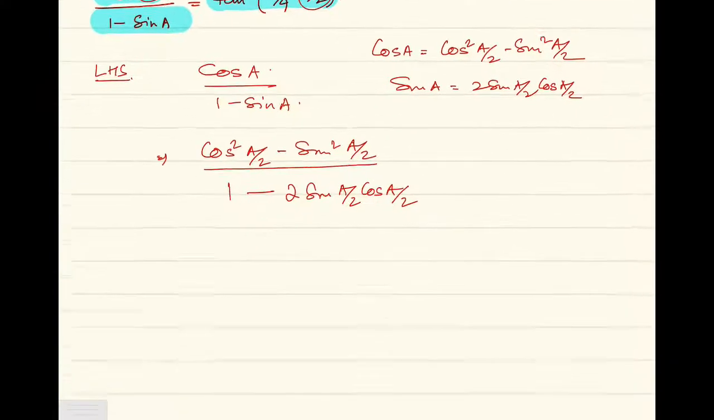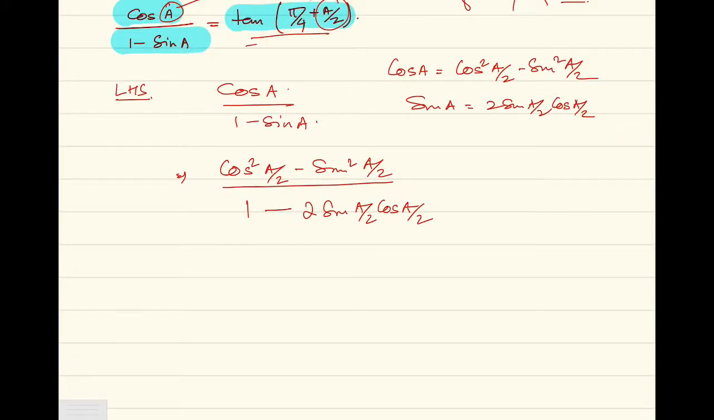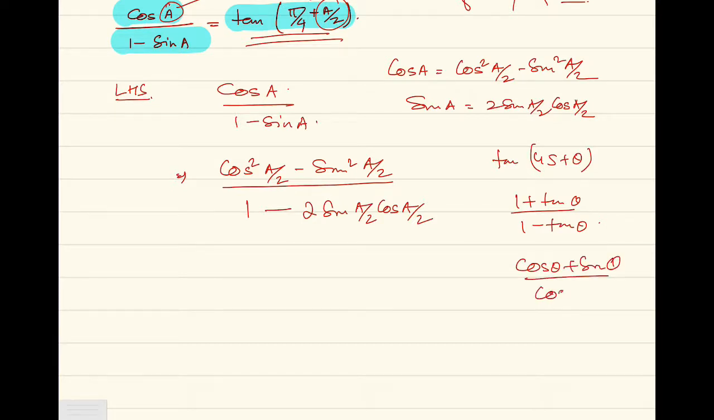Okay. Great. Now I need to somehow make the formula of tan(pi by 4 plus A by 2). That means tan(45 plus theta). Let me write it down here. The formula for tan(45 plus theta) is 1 plus tan theta divided by 1 minus tan theta. Or I can also write it as cos theta plus sine theta divided by cos theta minus sine theta. That would be another way of writing the formula, because if I convert tan to sine by cos and take LCM, I'll definitely get this one, correct? So from this, whatever I have here, I need to change to tan(pi by 4 plus theta), isn't it?